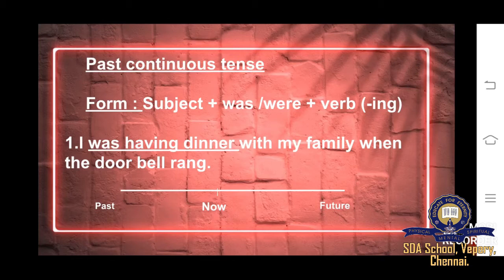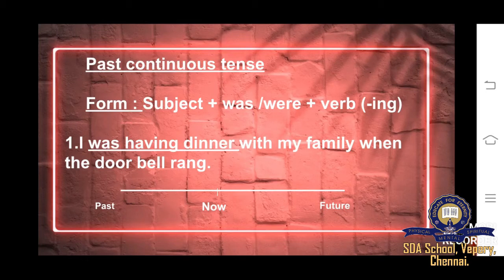On that side is the past, the middle is present, and over on that side is the future. The sentence says, I was having dinner with my family. This shows an unfinished ongoing action in the past. So the past continuous tense is an unfinished ongoing action in the past plus a finished action. So here in the first sentence, it shows an unfinished ongoing action.